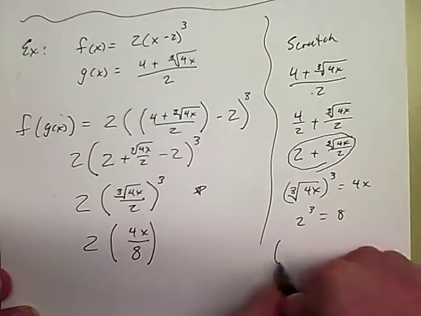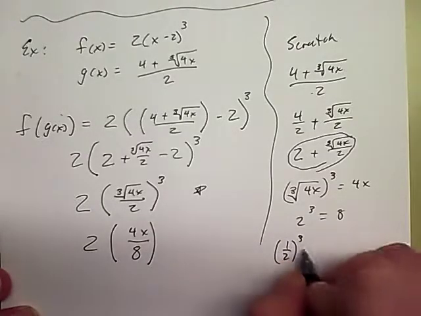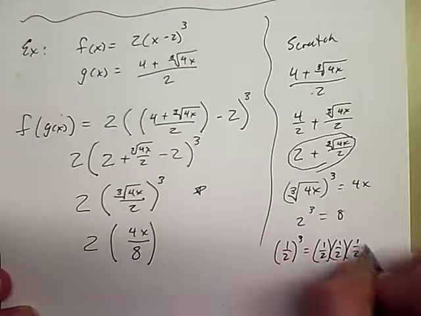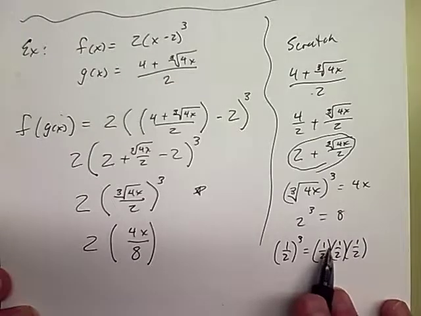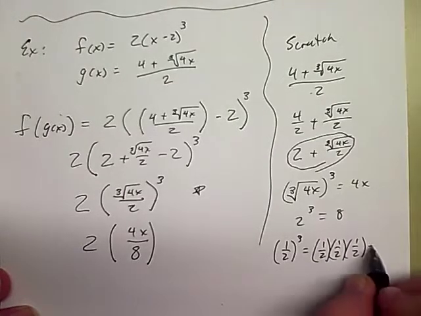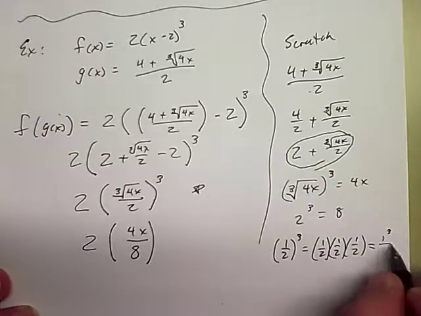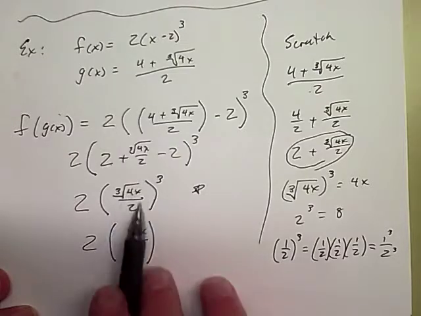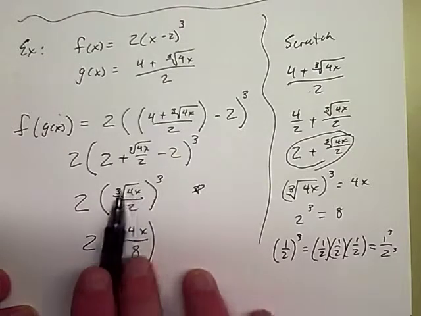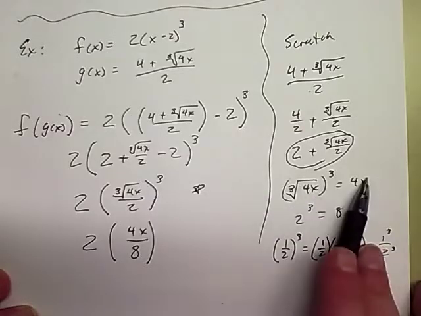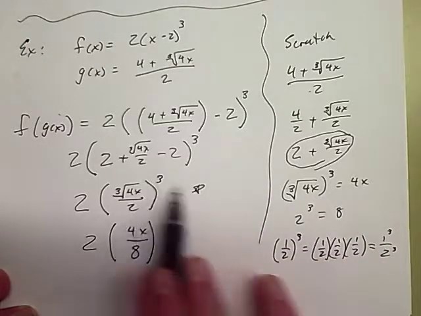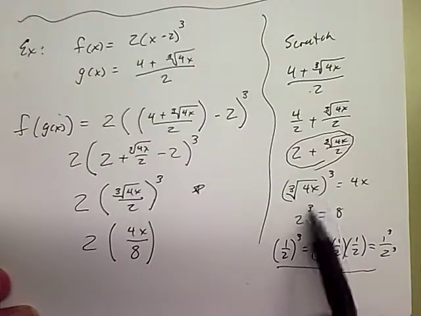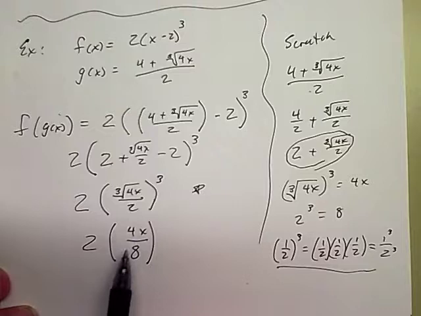If I have something like 1/2 cubed, well, that's really saying 1/2 times 1/2 times 1/2, right? And with fractions, we multiply across the top. So that's the same thing as saying 1 to the third divided by 2 to the third, right? So when I have this fraction, I'm saying the cube root of 4x to the third, over 2 to the third. Right, so I basically just did this piece by piece, just so I could see what happened to my fraction.